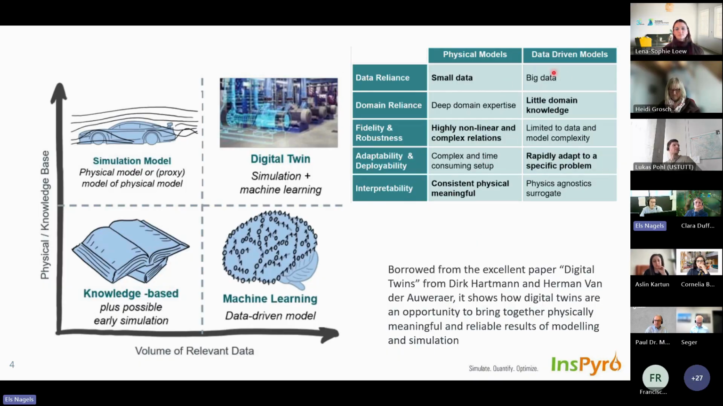Both routes can give the same results. There are pros and cons. If you work with physical models as a start, you have limited data, but you have deep domain expertise. If you start from a data-driven side, there is a lot of data available, but little domain knowledge. So if you assess your situation in which you want to make a digital twin, you can derive what you have to work on by thinking about it like this.